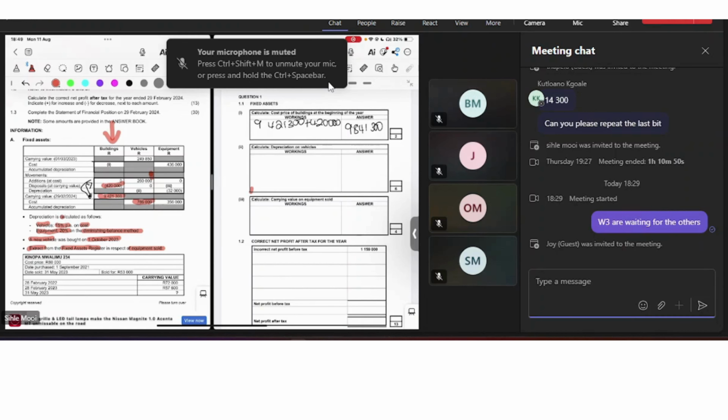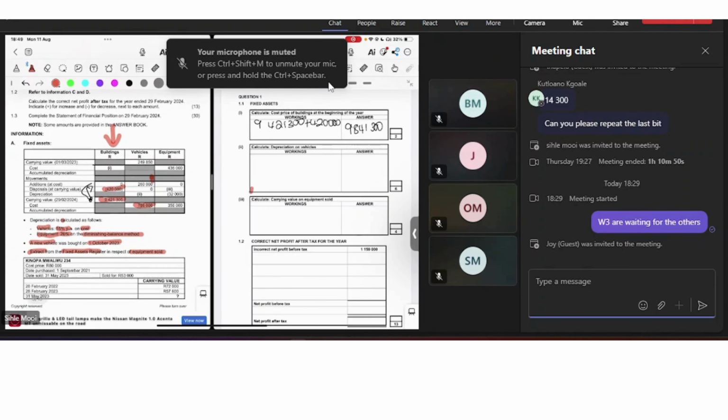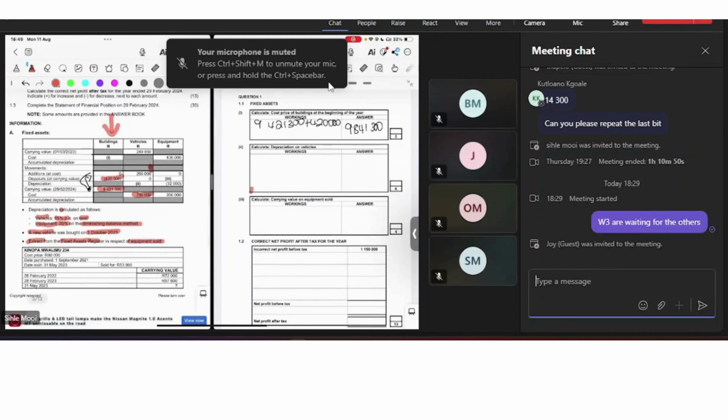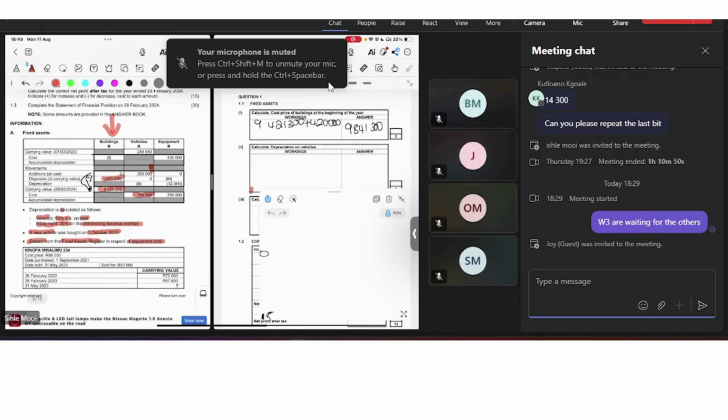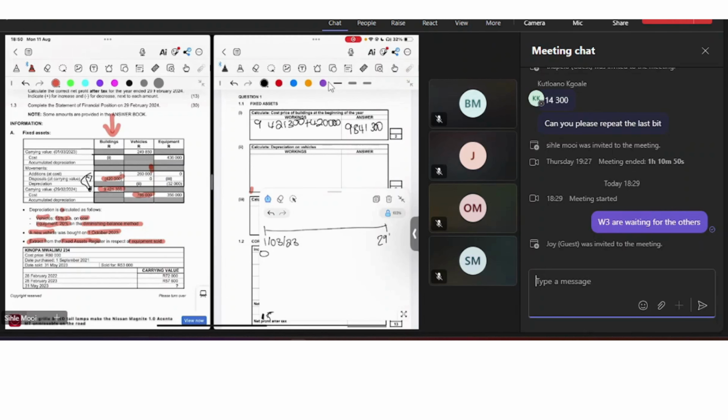If you remember from our background information, we're told that our year ends on the 29th of February 2024. So this was not purchased at the beginning or at the end of the year. It was purchased during the year. So what I do advise always for this is for you to draw a timeline. So let's do that. This is your timeline. Your year starts on the 1st of March 2023 and ends on the 29th of February 2024.